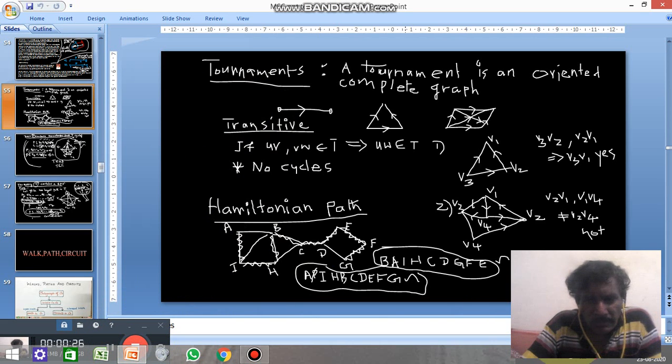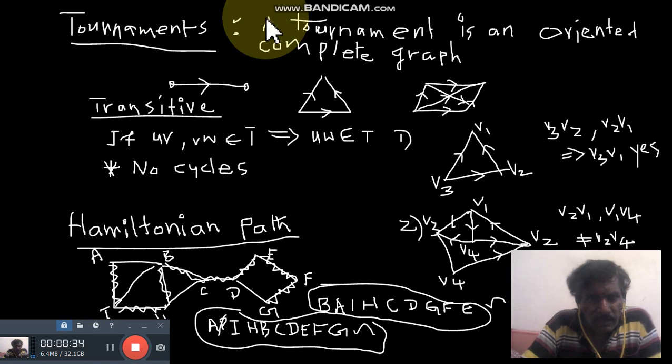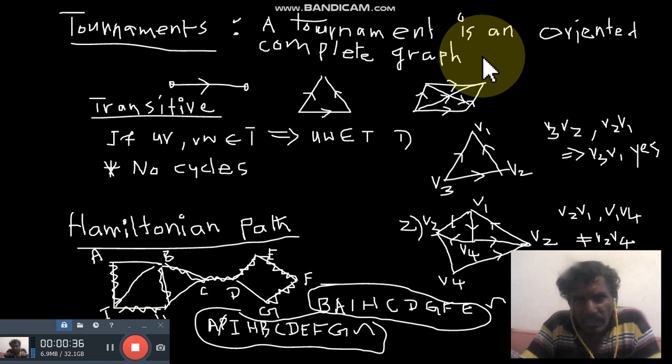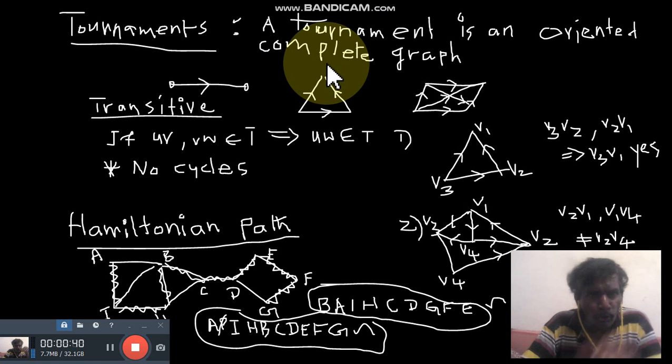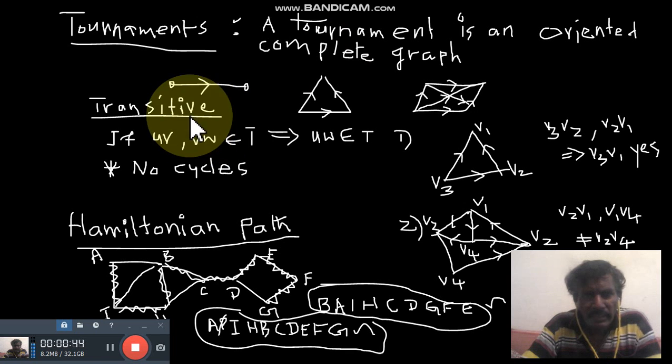Tournaments. Okay, what is a tournament? You must understand that. An oriented complete graph is called a tournament. Oriented complete graph is called a tournament.